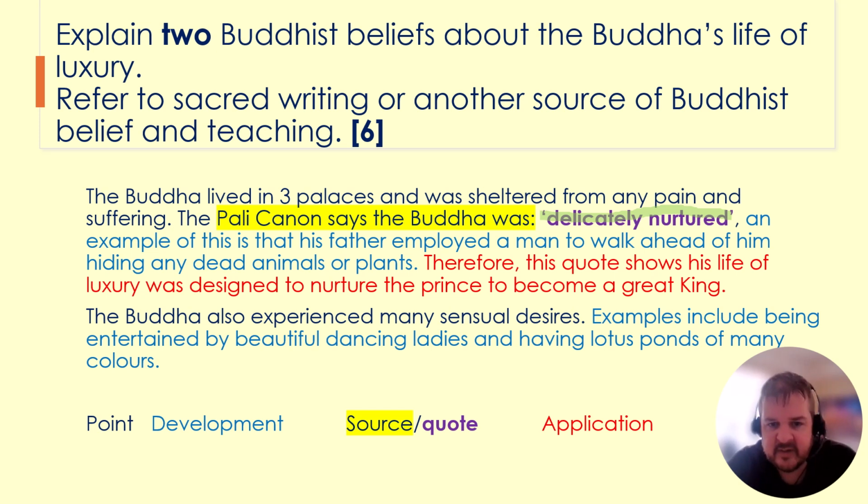The Pali Canon says the Buddha was delicately nurtured. An example of this is that his father employed a man to walk ahead of him, hiding any dead animals or plants. Therefore, this quote shows his life of luxury was designed to nurture the prince to become a great king. The Buddha also experienced many sensual desires. Examples include being entertained by beautiful dancing ladies and having lotus ponds of many colours.